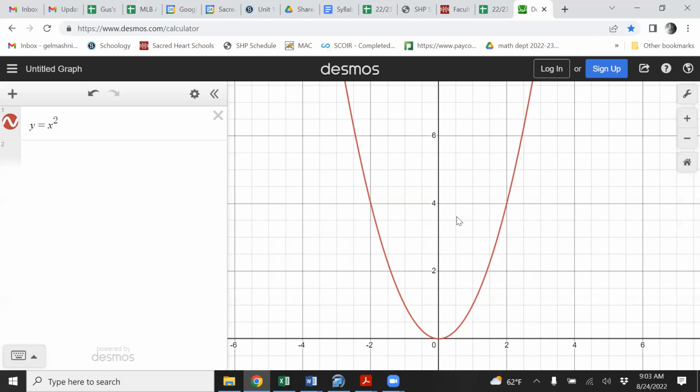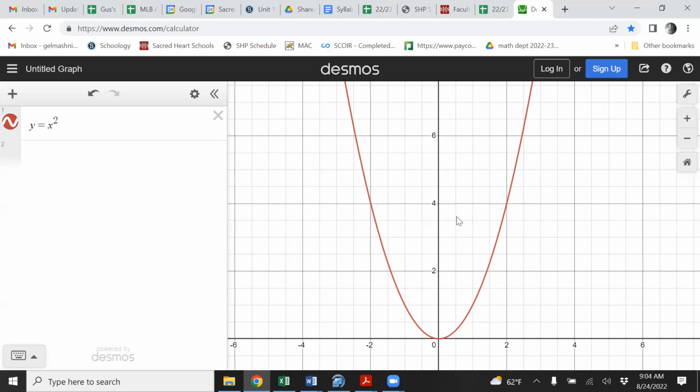For range, it's y. Is there a low point? Is there a bottom? Is there a basement? Yes. What's the lowest y coordinate? 0. And what's the highest y coordinate? All real numbers. It goes up forever. To determine range, you usually want to look at a graph, so consider it graphically.